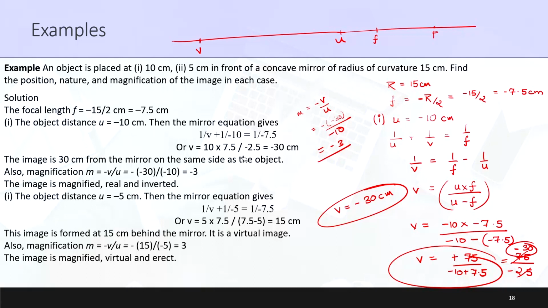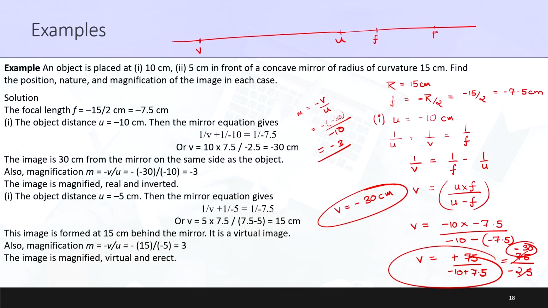Why is it real? Because the sign which we got for the image is the same as that of the object. And why is it inverted? It is inverted because the magnification has a negative sign. Okay, so everything has been understood. Let us move on to the second point now.